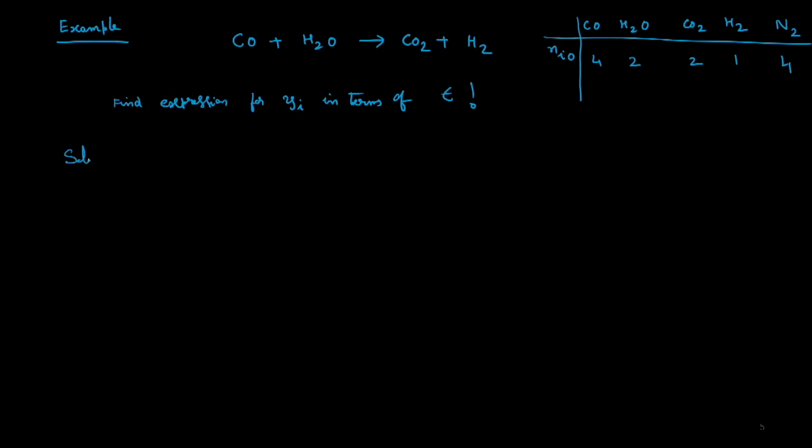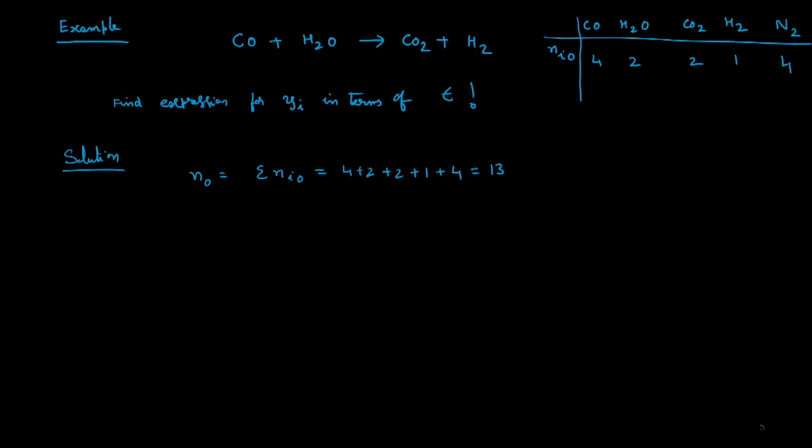Okay. So to do that, we'll use what we just discussed. The first thing we want to find is the total number of moles at the initial condition, N naught, which is sigma Ni naught, and that turns out to be 4 plus 2 plus 2 plus 1 plus 4. That's 6, 8, 9, 13. Those are the total number of moles at the initial condition.